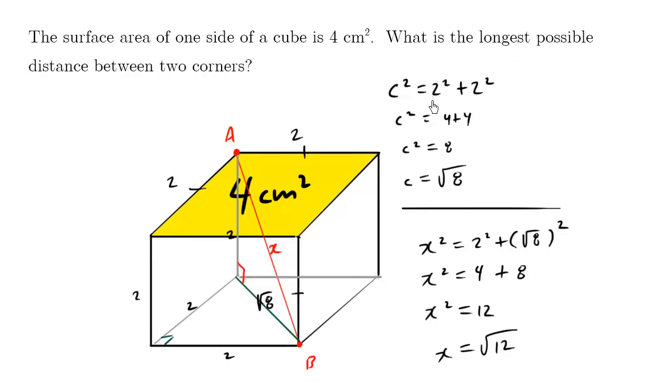So that's the longest possible distance between two corners, which is approximately 3.46, and we're talking about centimeters. Great job.